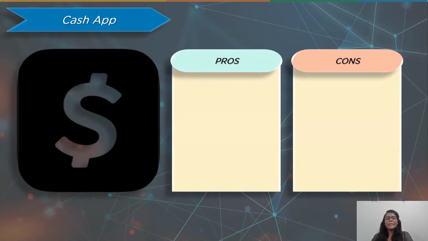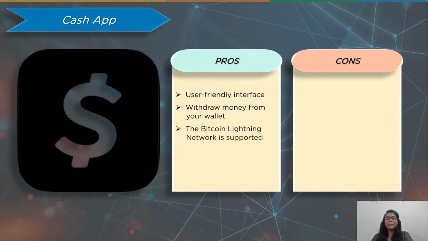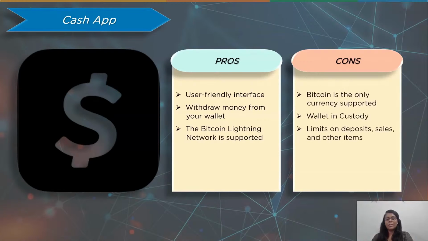Cash App provides an easy access UI and quick withdrawal from its wallets. Other than this, it also supports Bitcoin Lightning Network. It's a second-layer Bitcoin technology that employs micropayment channels to increase the blockchain's ability to perform transactions more quickly. Moving on to the cons, it only supports Bitcoin. The wallet is always volunteered and it has limits on everything, be it deposits, sales, and other items.